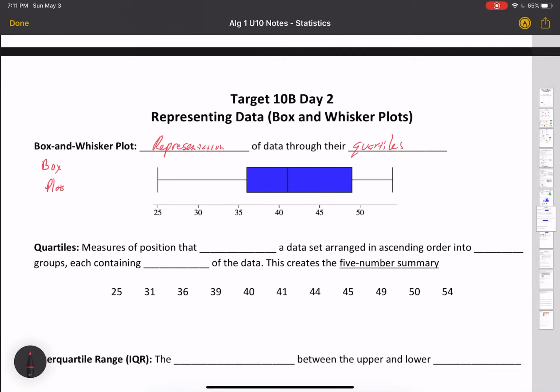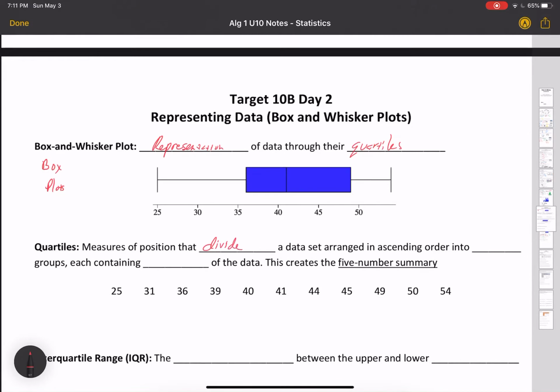Okay, you'll see, so it has a box. The reason it's called a box and whisker plot is that it's got a box, and then it's got two whiskers. Okay, so what are quartiles? We'll get back to that graph in a second, but before then, quartiles are measures of position that divide a data set, arranged in ascending order, into four groups, each containing 25% of the data. This creates the 5-number summary.